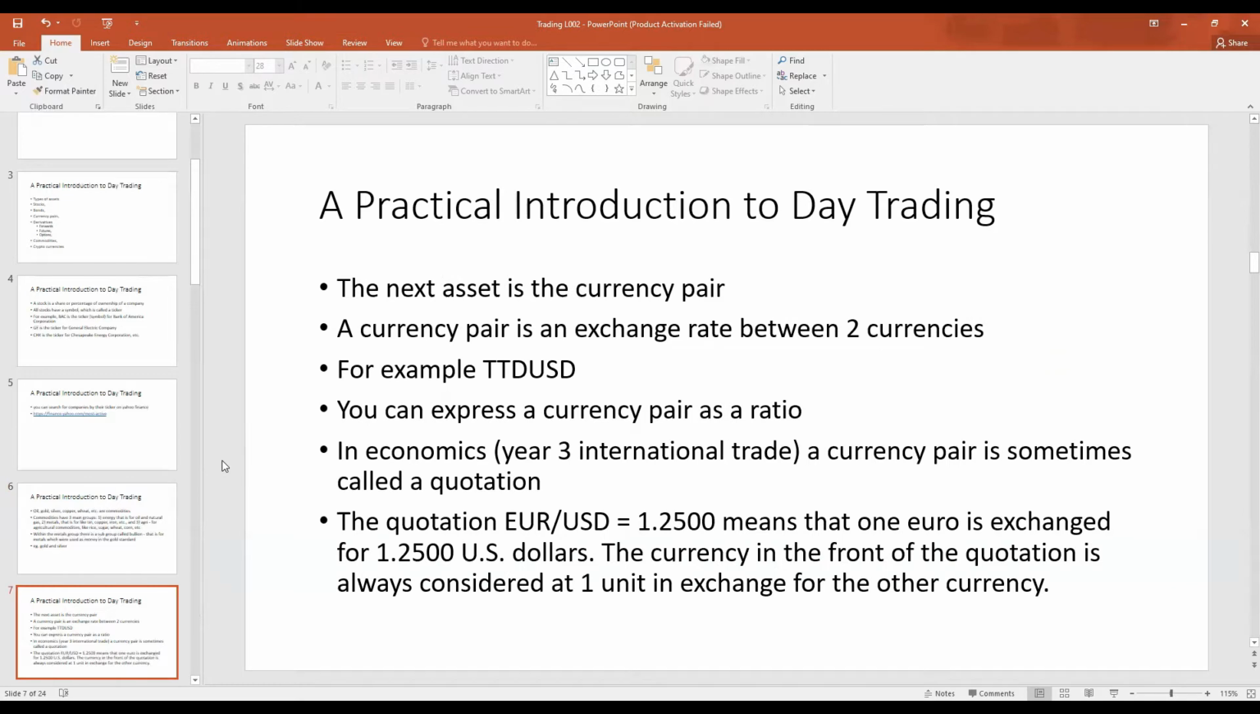A currency pair is another type of asset. A currency pair is an exchange rate. For example, you can have the TTD USD, or you can have the Euro USD. All these are currency pairs. A currency pair is a ratio. It expresses how many units of one country's currency could purchase 1 unit of another country's currency.